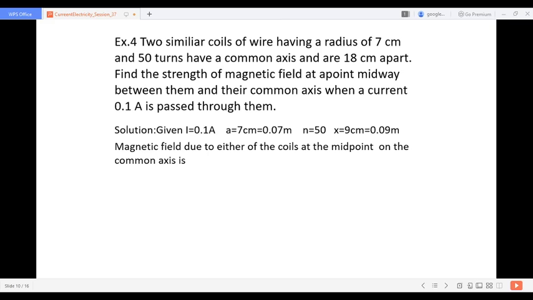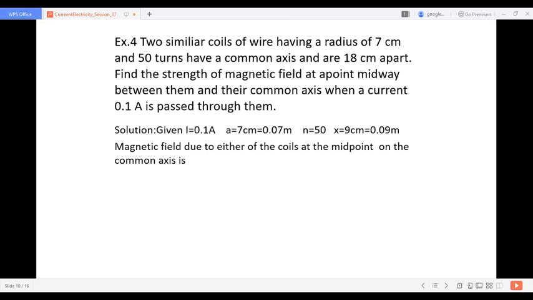So the given things are I is equivalent to 0.1 ampere, radius A is taken as 0.07 meter, number of turns N is 50, distance X is equivalent to 9 centimeter, that comes to be equivalent to 0.09 meter, because the distance between the two coils on the common axis is 18 centimeter. So exactly at the center the distance comes to be 9 centimeter. So X has to be taken as 0.09 meter.